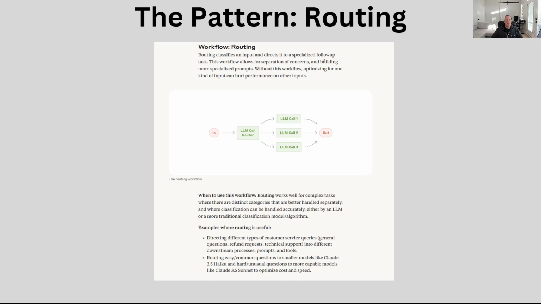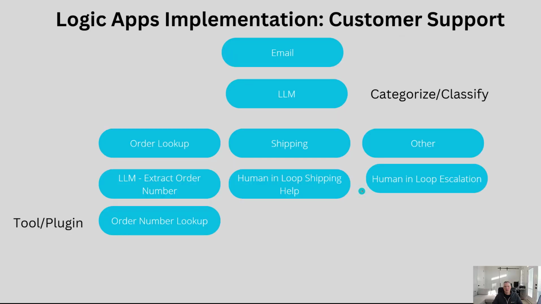They give some guidance here on when to use this particular pattern, this workflow. It says routing works well for complex tasks where there are distinct categories that are better handled separately. An example of this is customer service queries: general questions, refund requests, technical support, etc. And that's exactly what we're going to go ahead and do here.